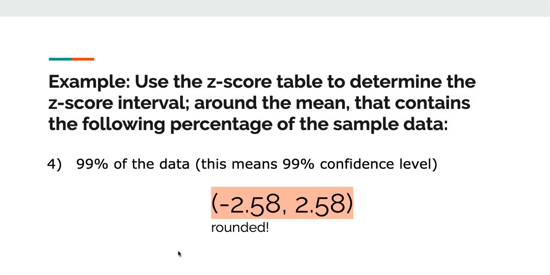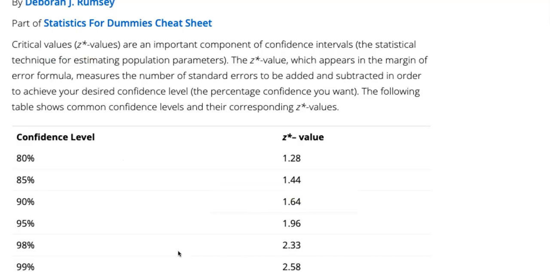Now, we did it together, using StatCrunch. But here's what I found: the Statistics for Dummies cheat sheet. When I was in school studying statistics for the first time, I remember my professor made me memorize these critical z-scores. The critical values, these z-star values, are an important component of the confidence intervals that we'll be using. For our class right now, this information is out there, so you know how to find it using StatCrunch or the standard normal table.